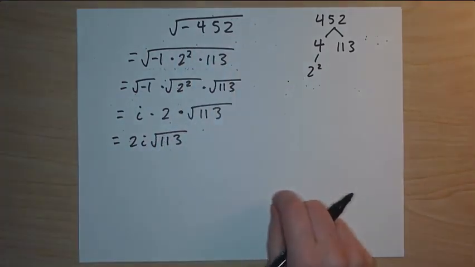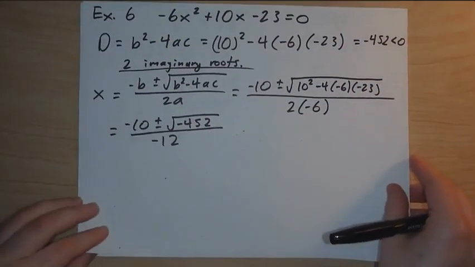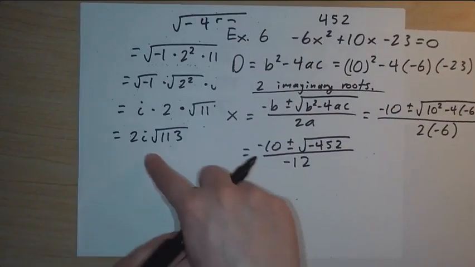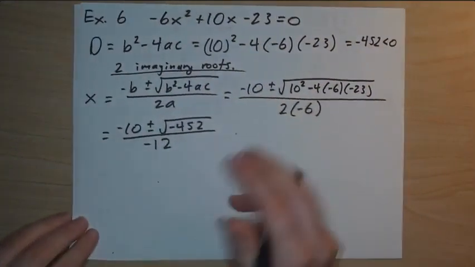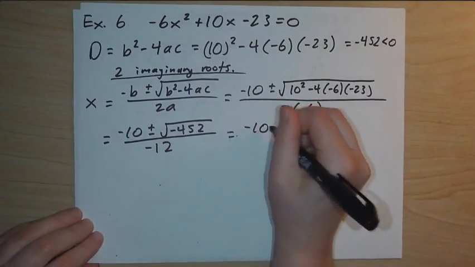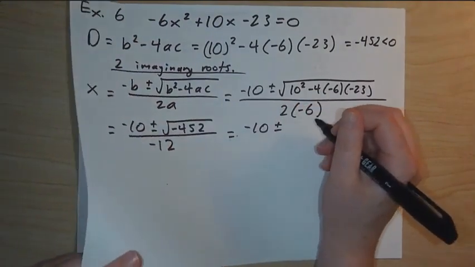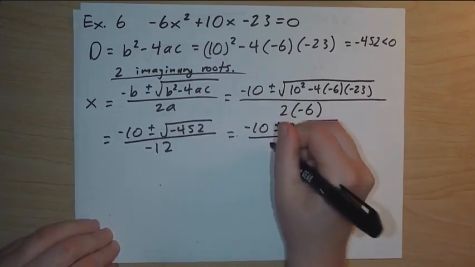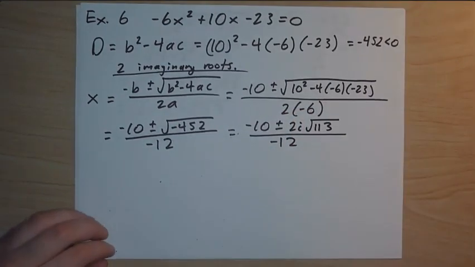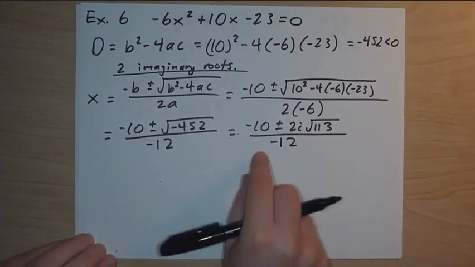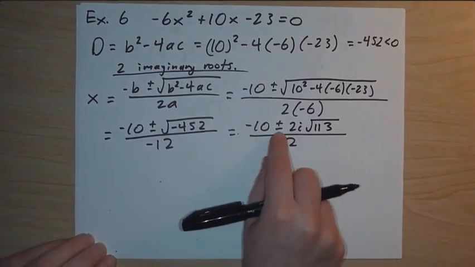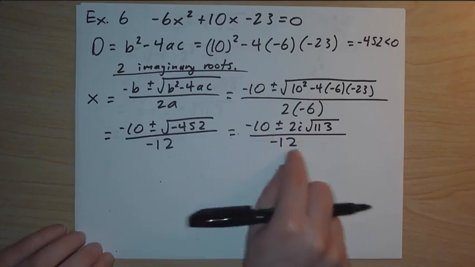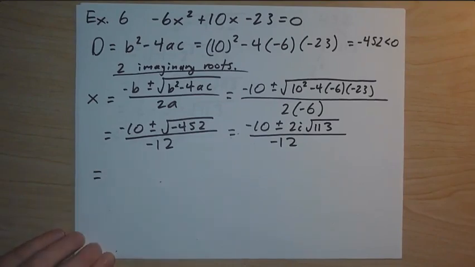So going back to our example, we're going to substitute what we just simplified, the square root of negative 452, with our 2i square root of 113. So this is negative 10 plus minus 2i times the square root of 113 divided by negative 12. So now that we have it like this, all that's left to do is to split it up into its plus and its minus, and we're going to split up the numerator into two different fractions as well, at the same time we do that.